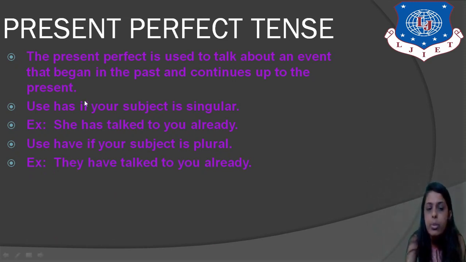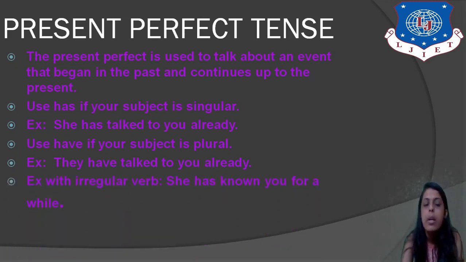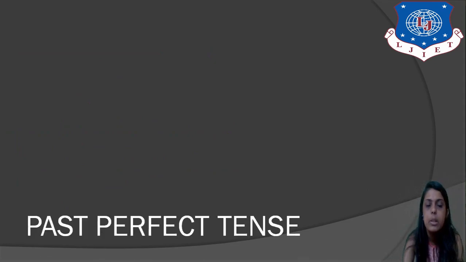So whenever you utilize has and have with the verb which has ed, right, that means it is present perfect tense. Fine. With an irregular verb, she has known you for a while, right? So known is the irregular verb, right?